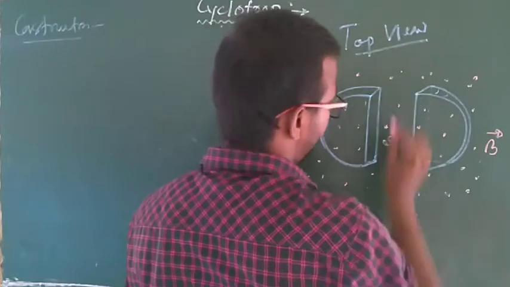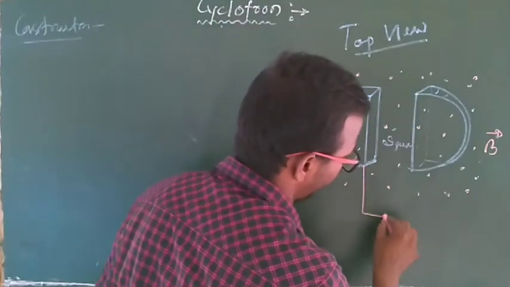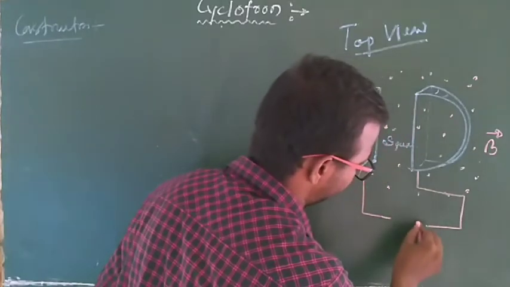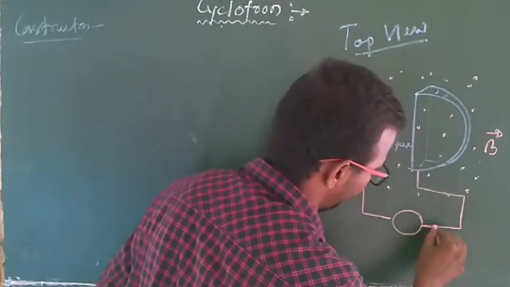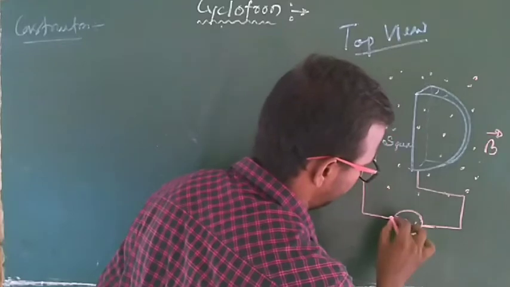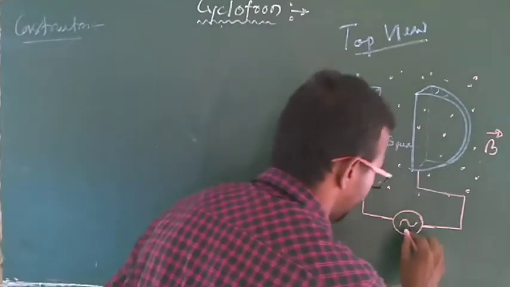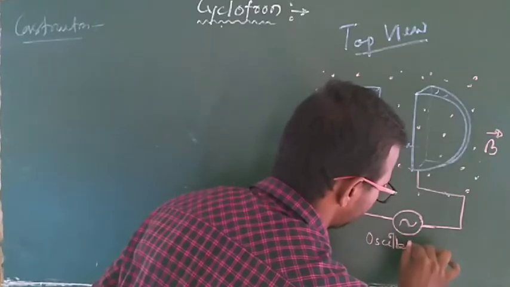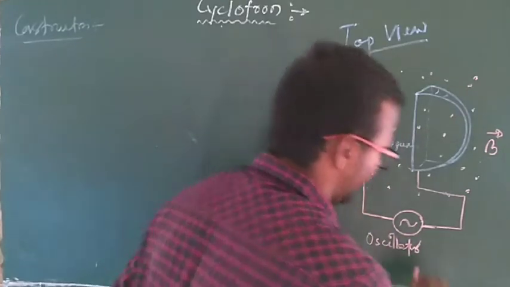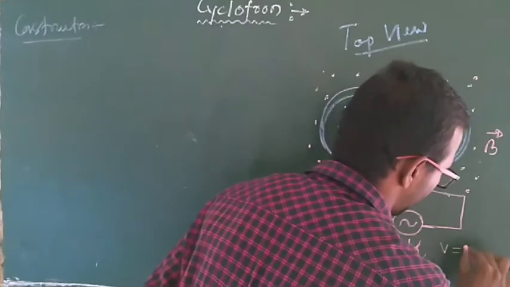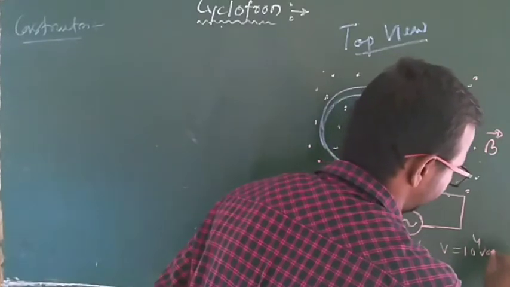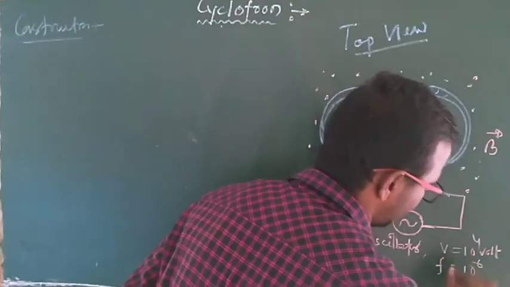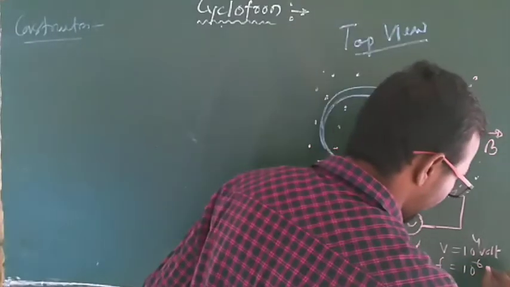This is the construction. Now, the two D's are connected through an oscillator. It provides a voltage nearly equal to 10 to the power 4 volt and a frequency nearly equal to 10 to the power 6 hertz.